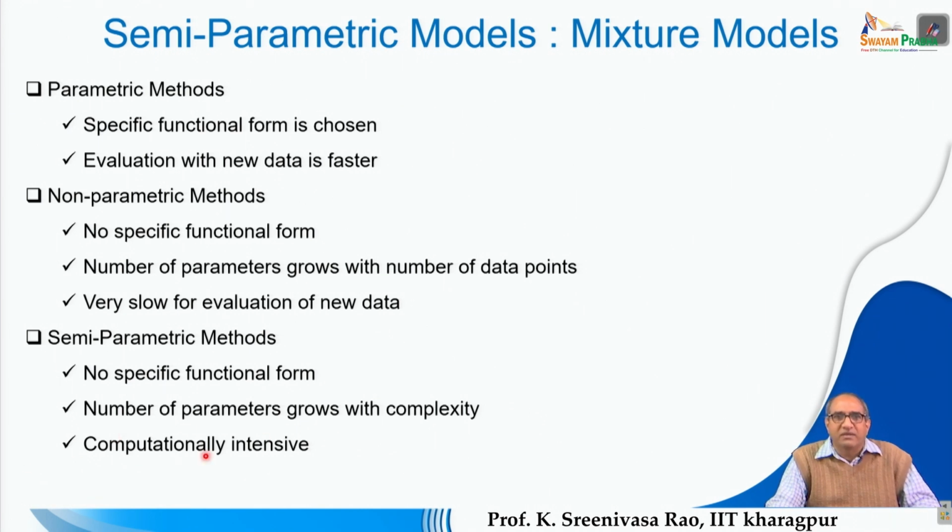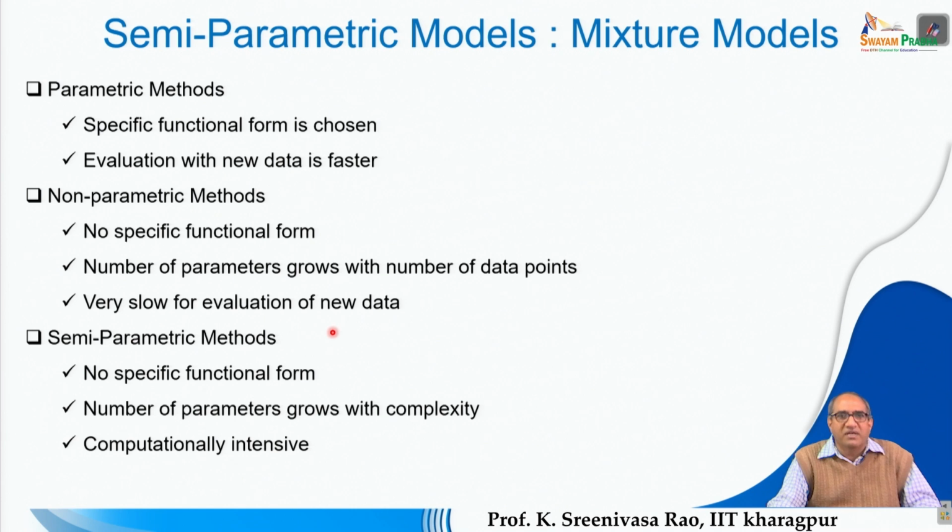That way the number of parameters grows with the complexity. Based on the complexity, we choose the number of components. If the complexity is not much, even though there are lots of data points, we can model the overall data with a few functions, a few mixture components itself. Otherwise, if the complexity is very high, we use a larger number of components, so the number of parameters also increases.